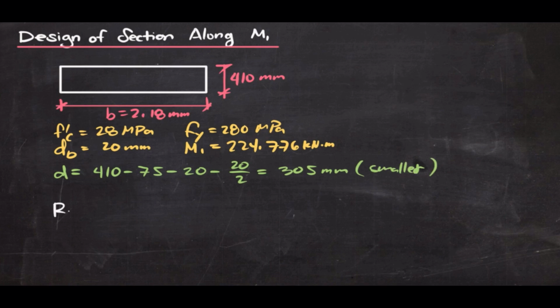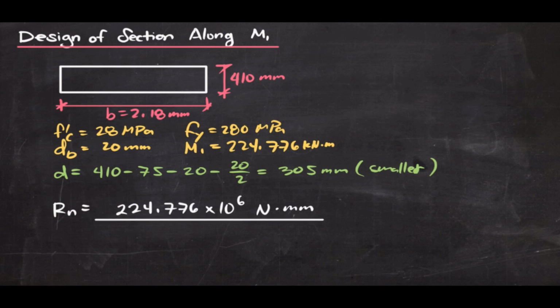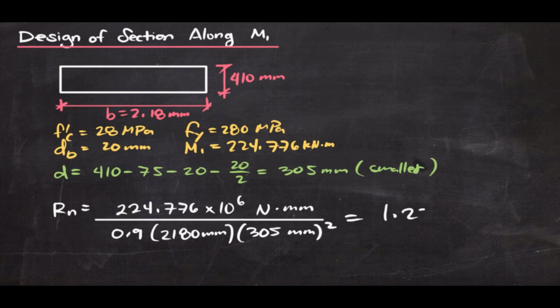Now we can solve for R sub n. So that's Mu, or 224.776 times 10 raised to 6 Newton millimeter divided by phi, which is 0.9 for flexure. So we have 2180 millimeters, and d is 305 millimeters, and don't forget to square it. This will give us 1.232 megapascals.